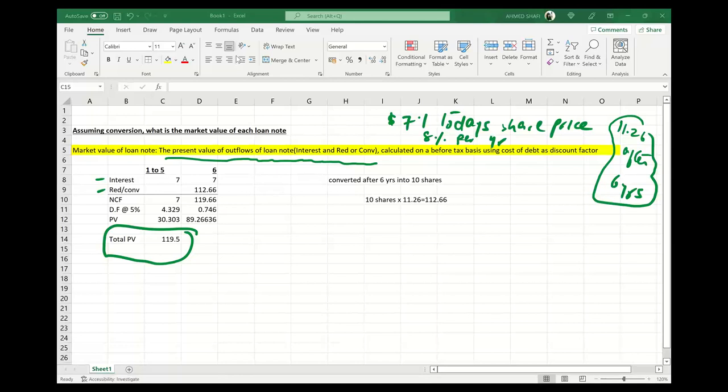You need to calculate for one bond. One bond is 7% of par. Look at the definition, it's calculated on a before tax basis. The share price is 7.1 today and it's increasing at 8% per year. So after 6 years when it will be converted, the share price will increase from 7.1 by 8% per year, 6 times.